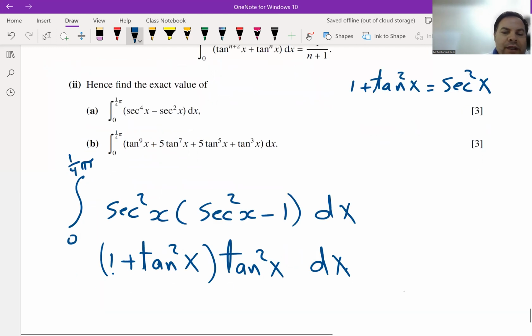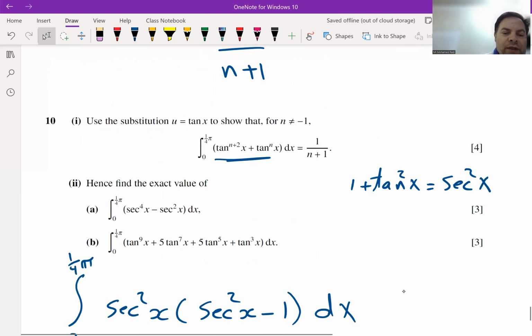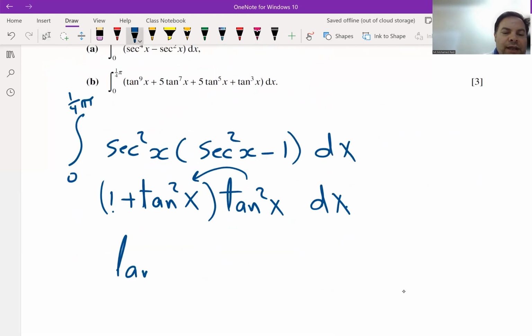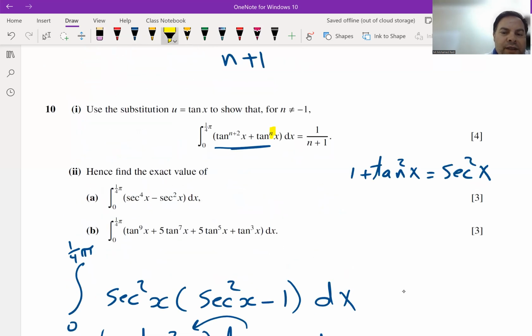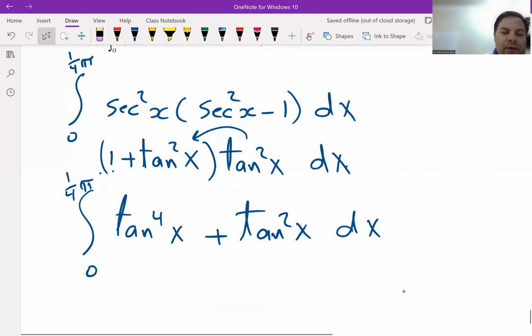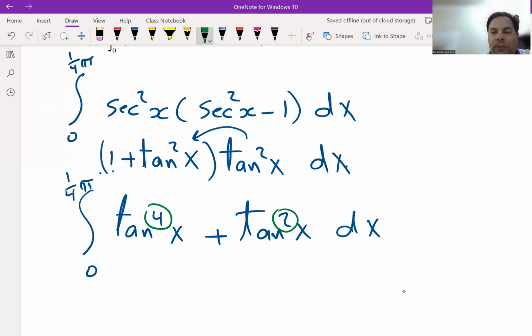If you expand and rearrange it this way, tan squared into tan squared will be tan to the power of 4x, I'll write it first, plus tan squared x by dx, integrated from 0 to a quarter of pi. Now have a look at the first part. If this is 2, this has to be 4. So the answer is 1 over 2. Exactly, in part 1 we got it. This power is 2, this power is n plus 2. So the answer has to be 1 over n plus 1. N now is 2, so the final answer will be 1 over 3.